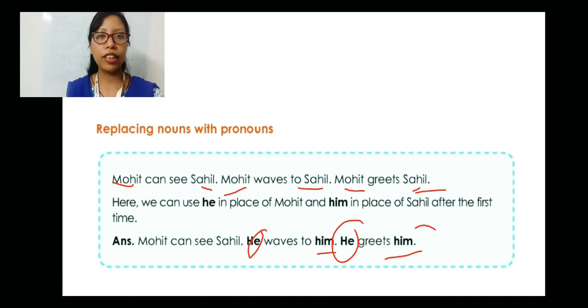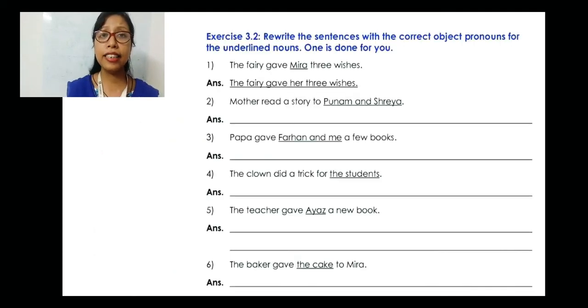Done. So now let's move towards the exercise, that is exercise 3.2. Here the exercise is to rewrite the sentences with the correct object pronouns for the underlined nouns. One is done for you. So we have to rewrite the sentence, and whatever the word has been underlined, we have to change it into a pronoun. Clear? The first one is already done for you. The fairy gave Meera 3 wishes. Now Meera has been underlined and Meera is a girl. So which pronoun will we be using? We will be using the pronoun her. So the answer will be: the fairy gave her 3 wishes.